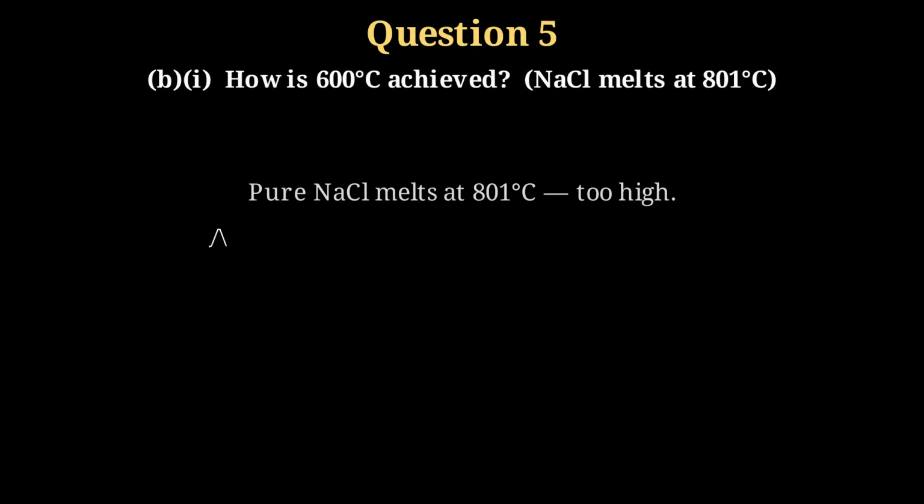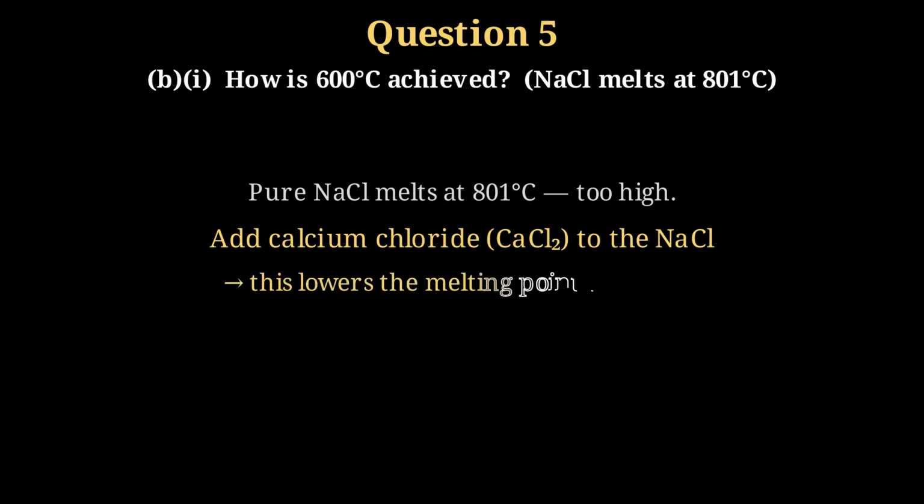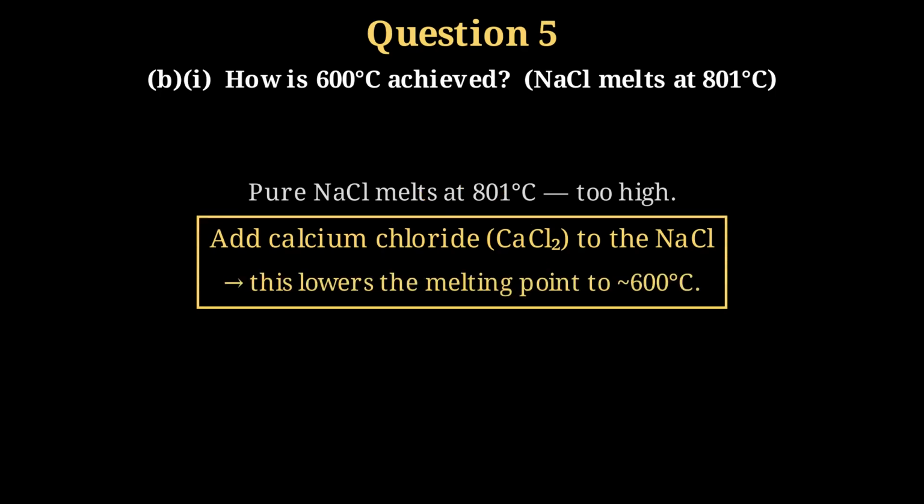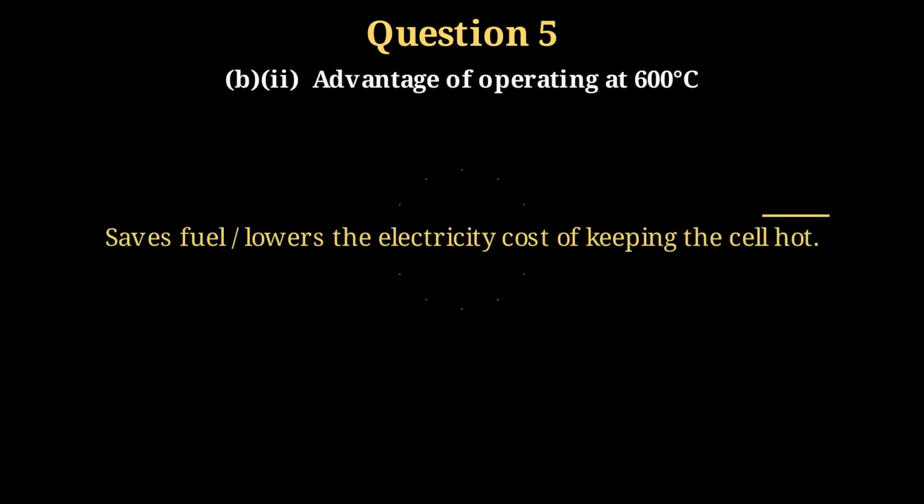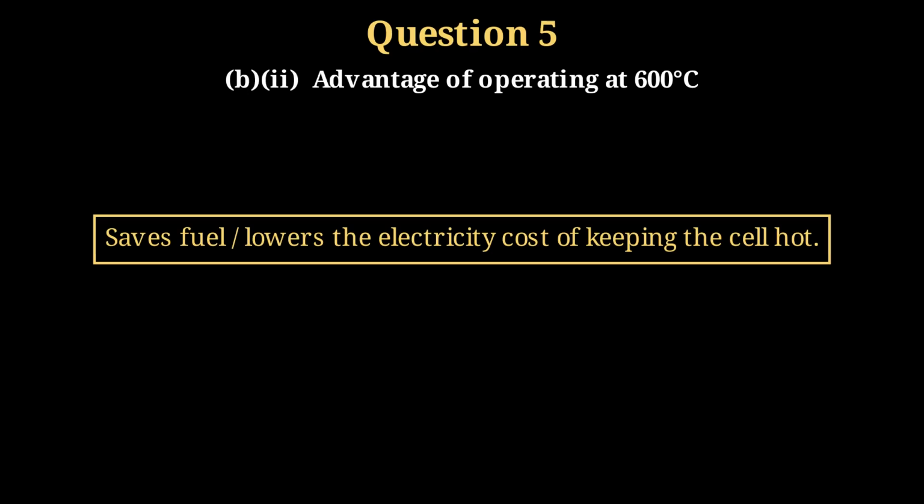Part 1. Pure sodium chloride melts at 801 degrees, but the cell runs at only 600. How? We mix in calcium chloride. Adding an impurity lowers the melting point, so the mixture melts at around 600 degrees instead of 801. Part 2. The advantage. A lower temperature is cheaper to maintain. It saves fuel and reduces the electricity cost of heating the cell.